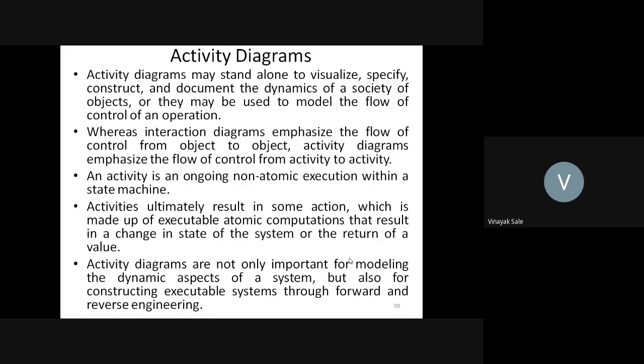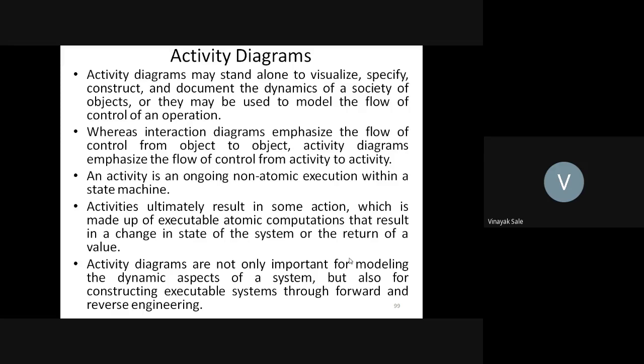Activity diagrams stand alone to visualize, specify, construct and document the dynamics of a society of objects, and they may be used to model the flow of control of an operation. Whereas interaction diagrams emphasize flow of control from object to object, an activity diagram emphasizes flow of control from activity to activity. This is the difference between an interaction diagram and an activity diagram.